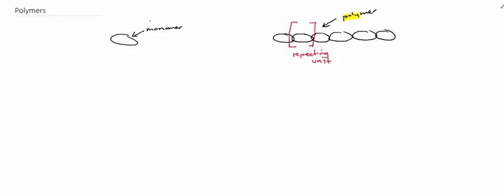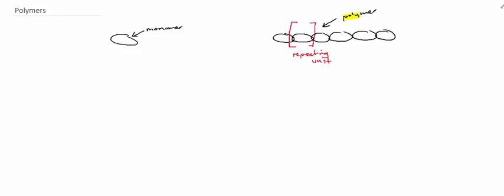So in this section, what you're going to need to be able to do is draw a polymer chain, or a section of a polymer chain, given a specific monomer. You're also going to need to be able to identify a repeating unit within a polymer chain, and given a polymer chain, identify what monomers would have formed that polymer.